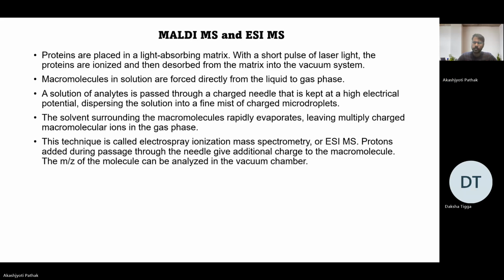Okay, so you have your protein sample. You mix it with the matrix. Now, this matrix absorbs a particular wavelength of light. Once you mix it, you apply laser light of that particular frequency. Once you apply that energy, what will happen? Your protein will get ionized, or desorbed from the matrix, and converted into ions. Once it is converted into ions, it will move through the mass analyzer.